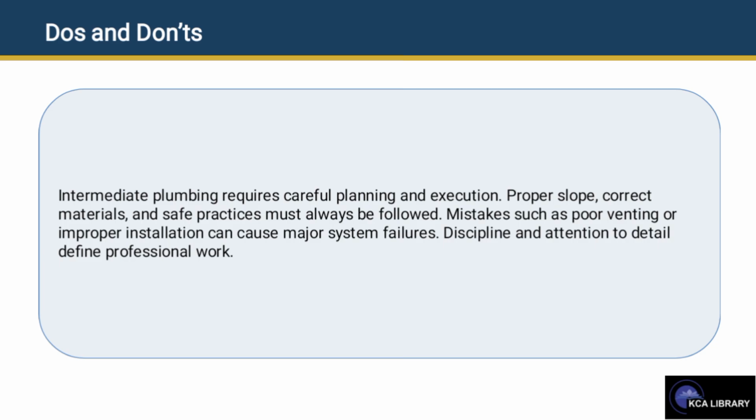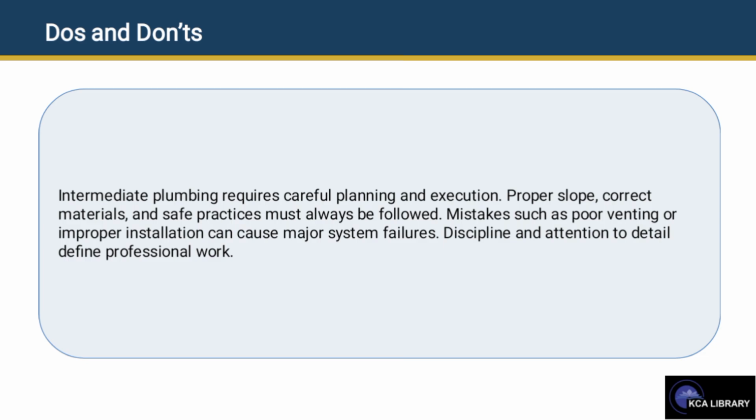Now, let's look at some of the do's and don'ts very quickly when it comes to this. Intermediate plumbing requires careful planning and execution. Proper slope, correct materials, and safe practices must always be followed. Mistakes such as poor venting or improper installation can cause a major system failure. Discipline and attention to details define professional work.